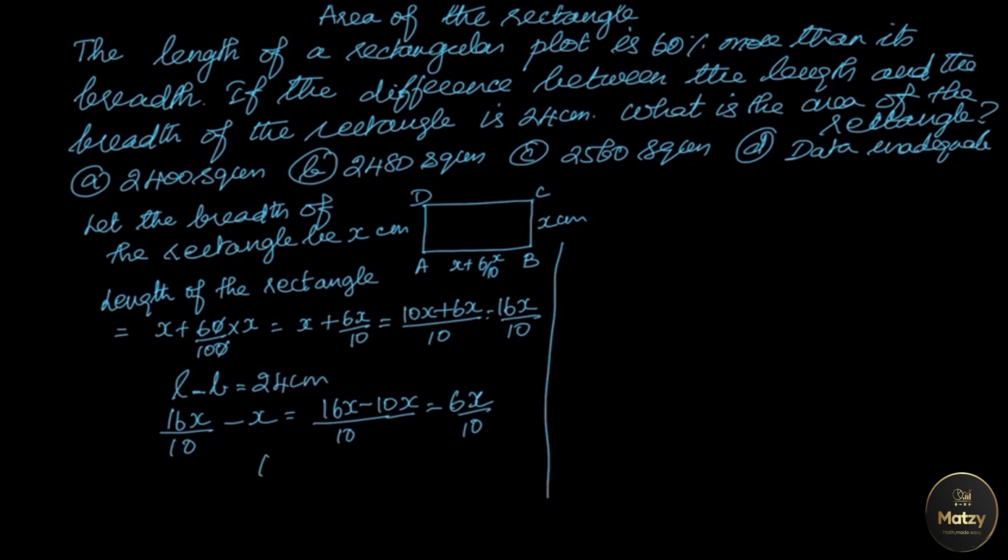I am doing cross multiplication. 24 into 10 by 6. 6 is going here 4 times. That is 40 centimeters is the breadth. What is length? Breadth is equal to 40 centimeters.